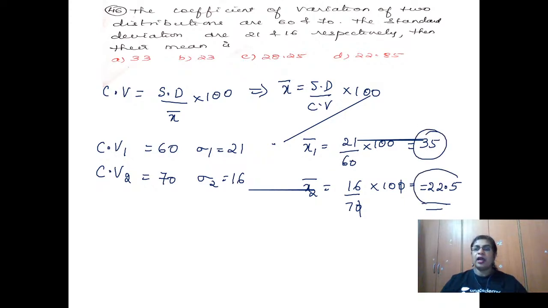Now check which option is there. Is 35 or 22.5 there? 22.85 I'm going to get here. So this is 22.85. So I'm getting the D option. Hope the idea is clear to you. Coefficient of variation of two distributions were given, and the standard deviations also were given. In the options, they have given any one. So the first one, 35, is not present, so we are going to the next one.